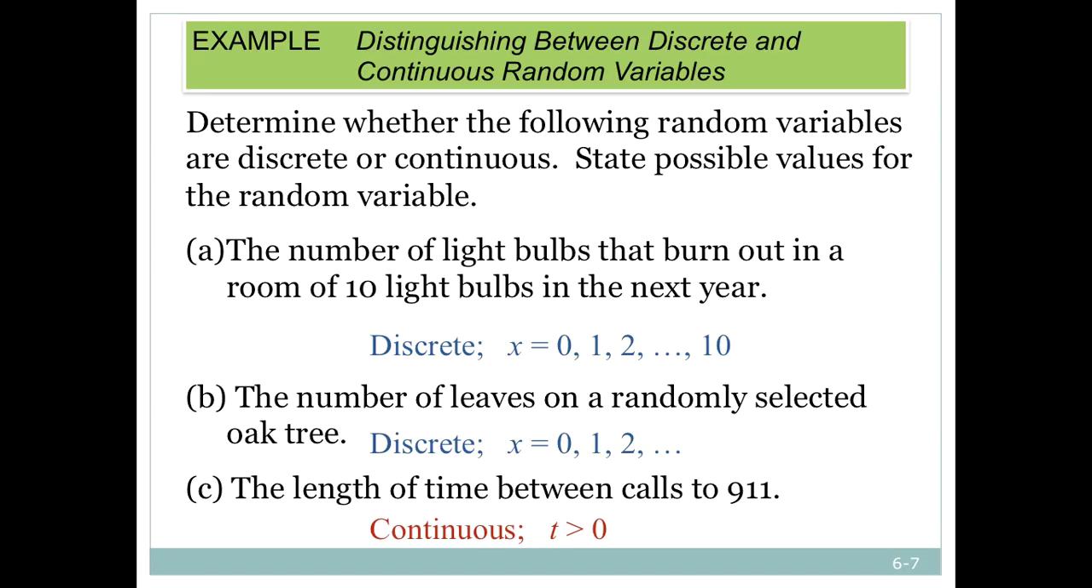911. Now, if it said the number of minutes between calls to 911, then that would be discrete because you're talking about a specific number of minutes. So it could be 0 minutes or 1 minute or 2 minutes. But since it just says the length of time, it's not really specific about what increment of time that we're actually talking about.